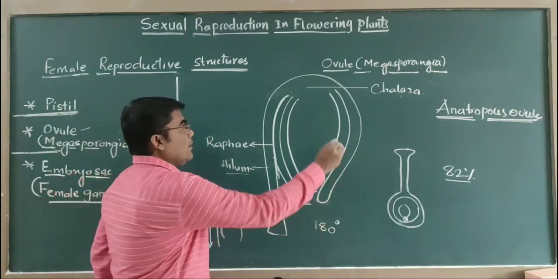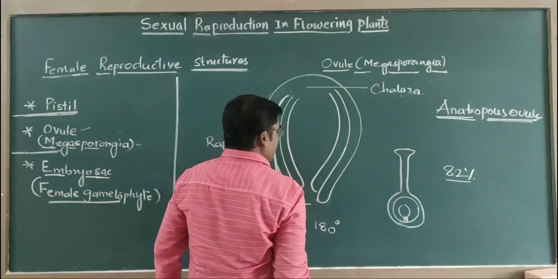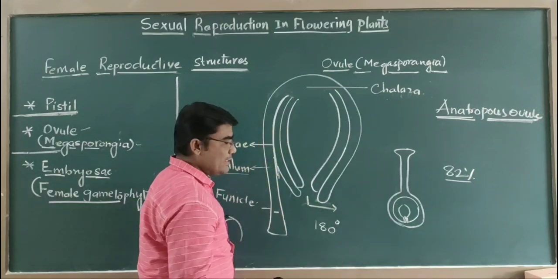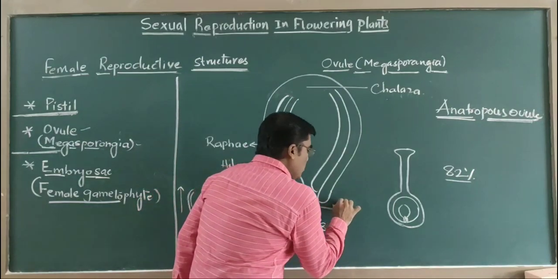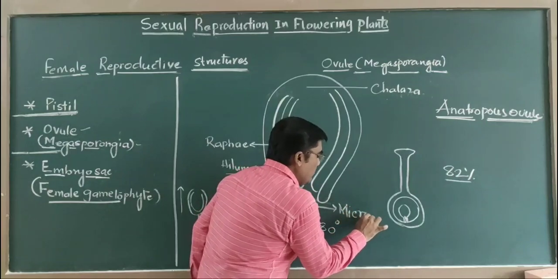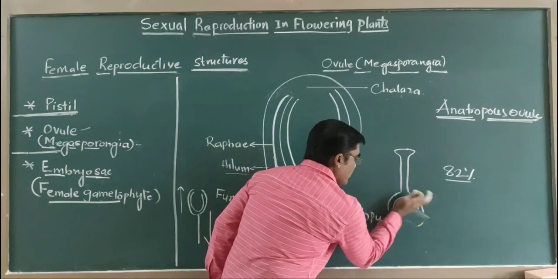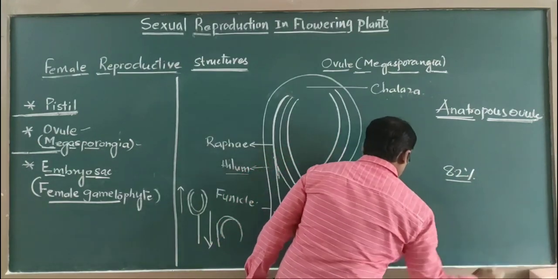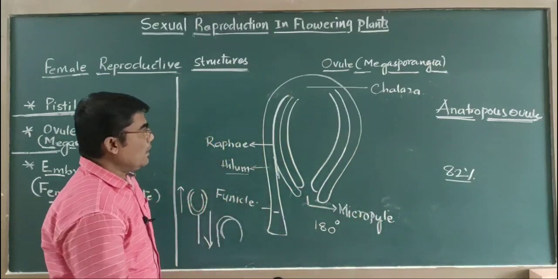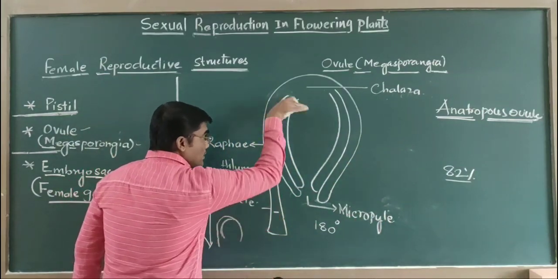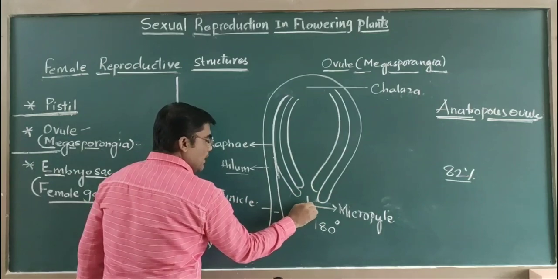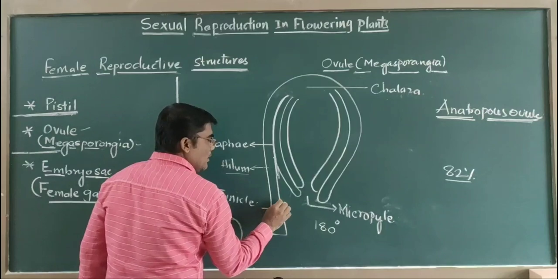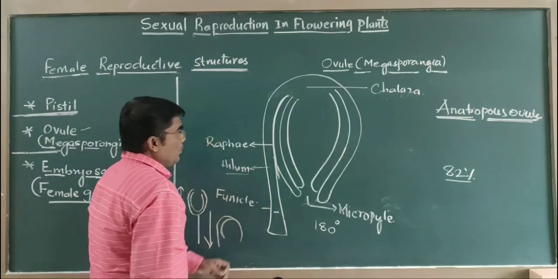What is this micropyle? This is the chalazal region, and here this ovule comprises a pore-like structure or opening. This portion is said to be micropyle. Now you observe this one. Here this ovule is bent downward. Due to this, micropyle and the funicle are present near to each other.